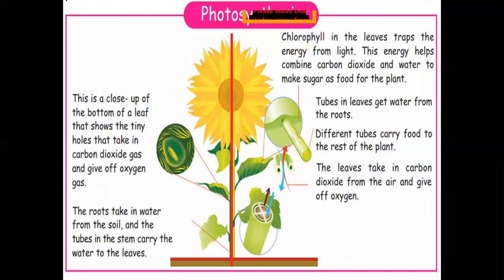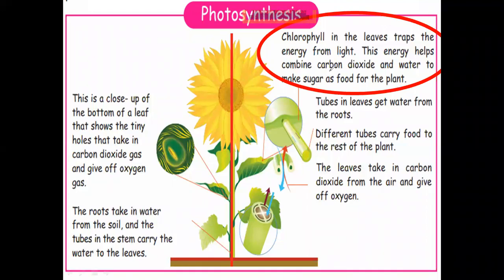So chlorophyll works like a trap. It traps the energy from the sunlight, since photosynthesis needs sunlight. This energy is very important. This energy from the sunlight combines. What is the meaning of combines? It mixes carbon dioxide with the water. So it mixes carbon dioxide and water together to give what? To give the sugar which is needed by the plant.